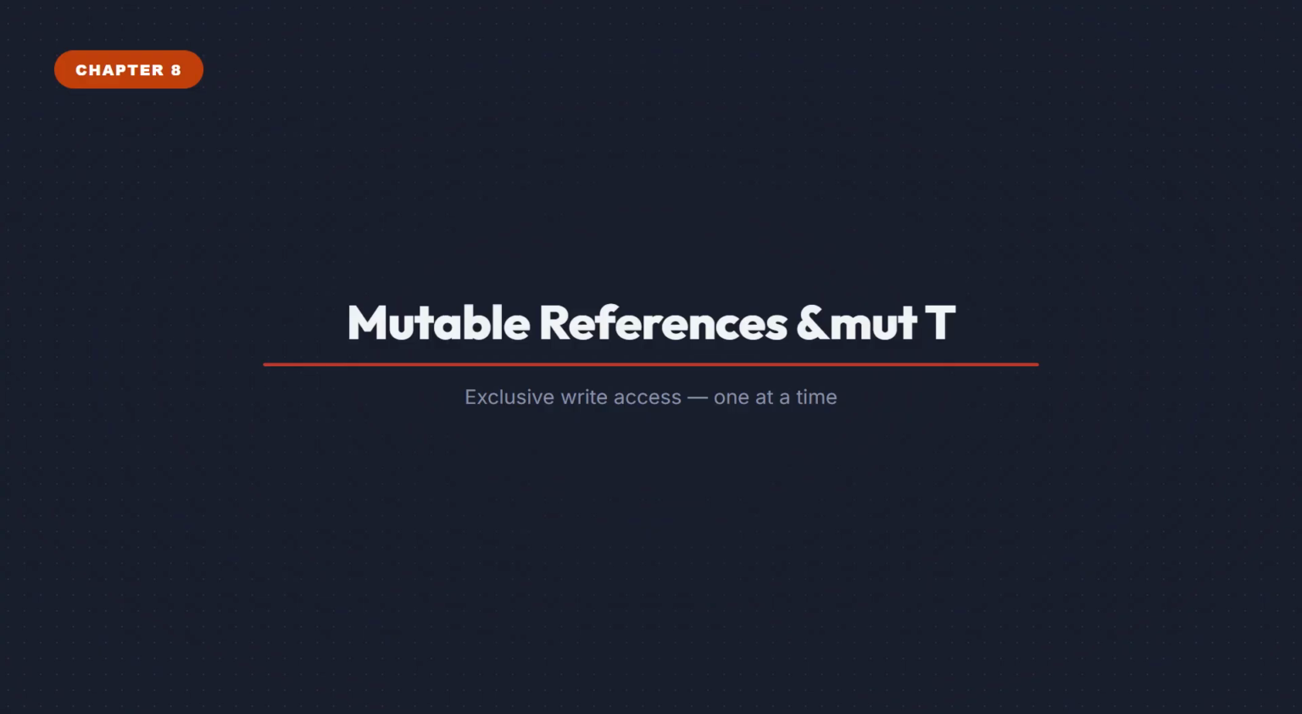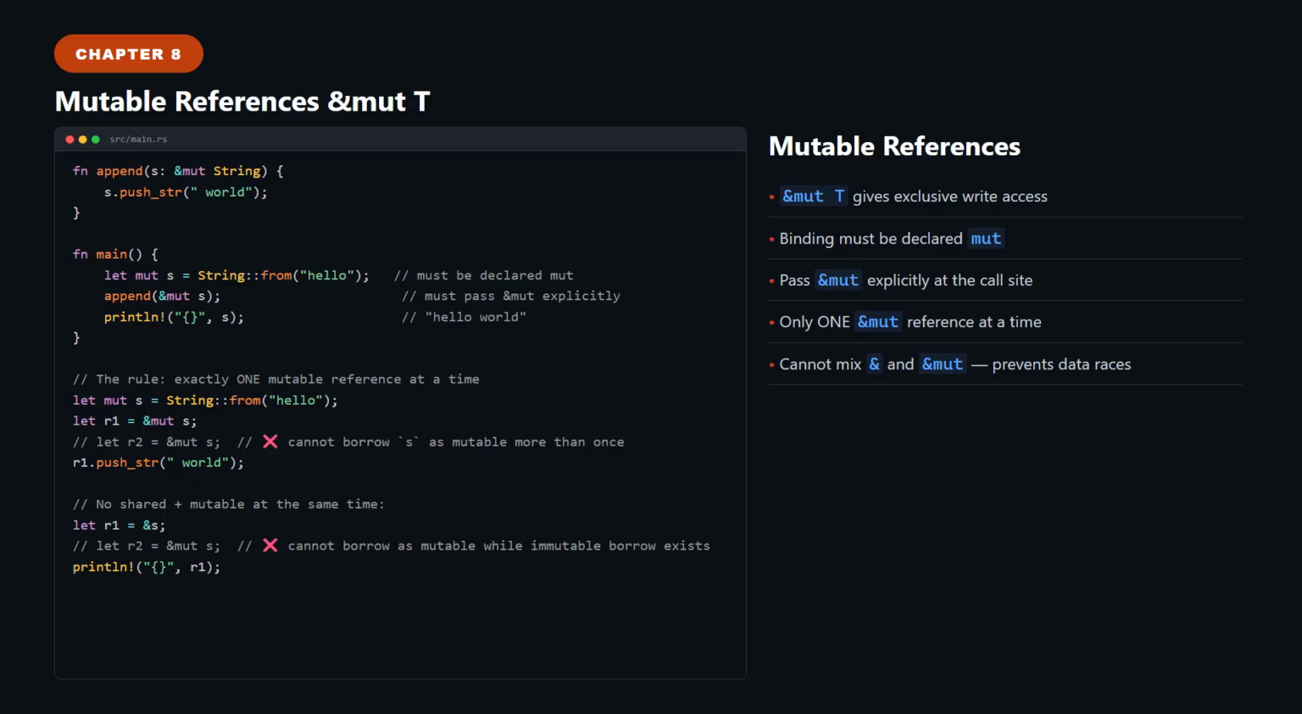Chapter 8. Mutable references, &mut T. Mutable references are written &mut T. To create one, the original binding must be mut, and you pass &mut explicitly. Only one mutable reference may exist at a time. No shared references may coexist with a mutable one. This single rule prevents data races at compile time.